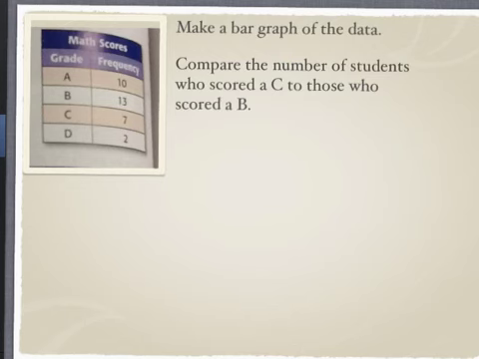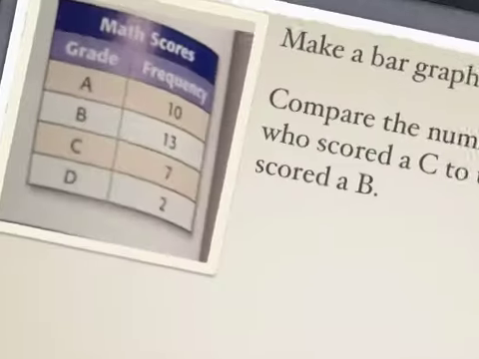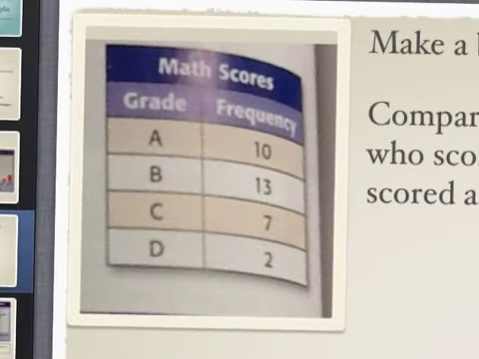All right, so now we are going to make a graph of this data. So we want to compare the number of students. Let's take a closer look at the data so we can see what we're looking at. We have a title on this chart of our math scores. It is showing the number of grades we've gotten. We have 10 A's, we have 13 B's, we have 7 C's, and we have 2 D's.